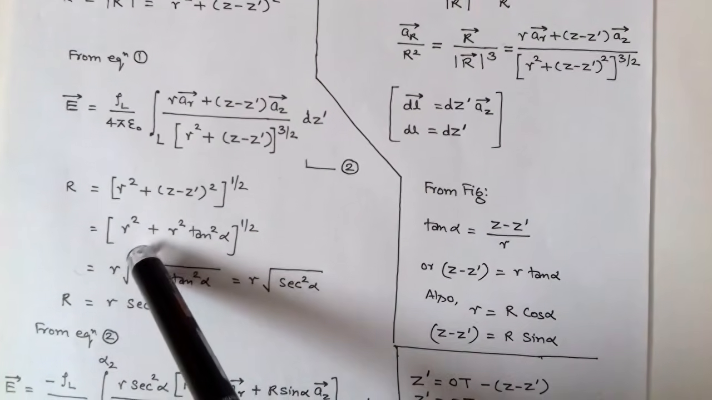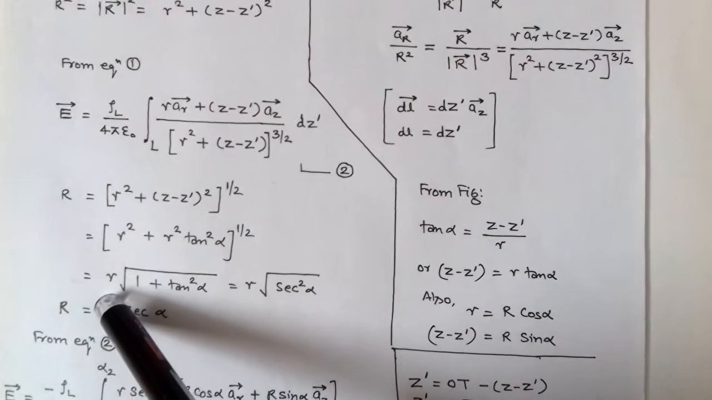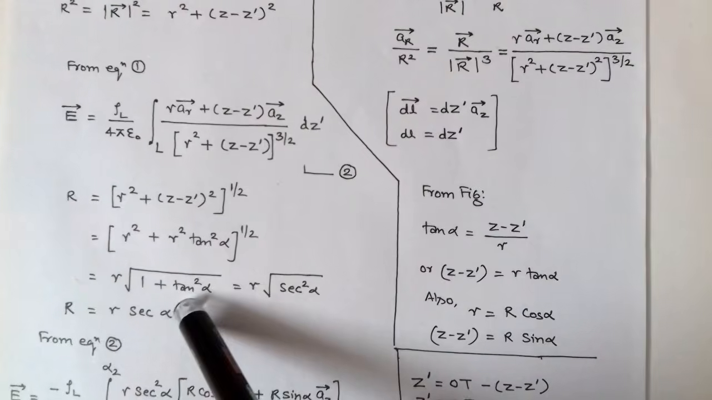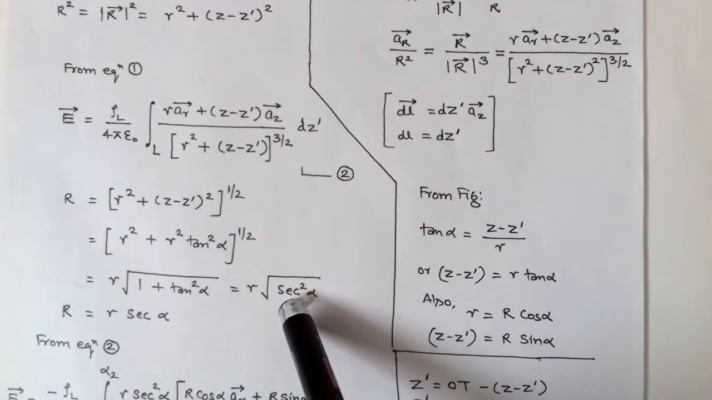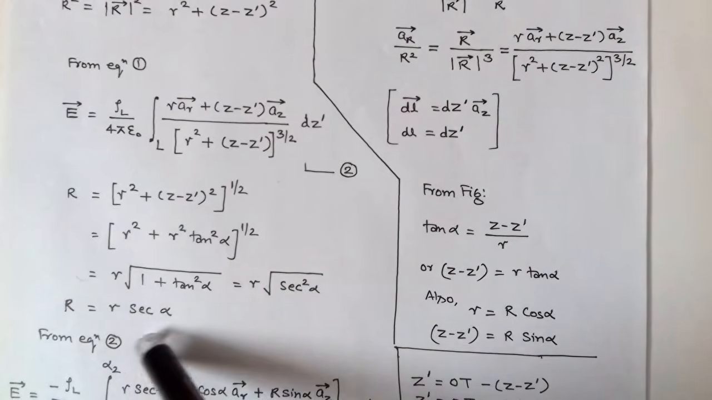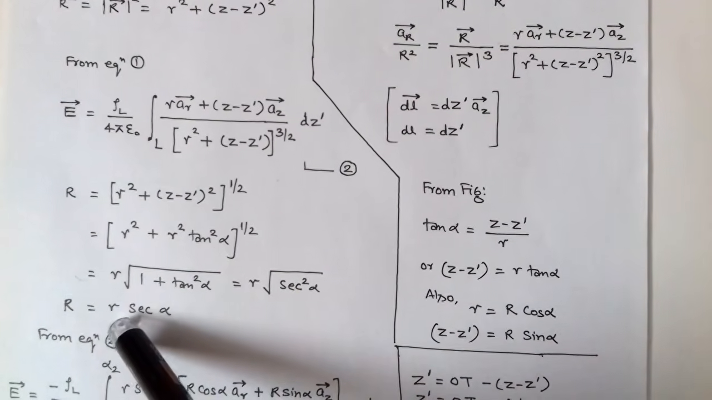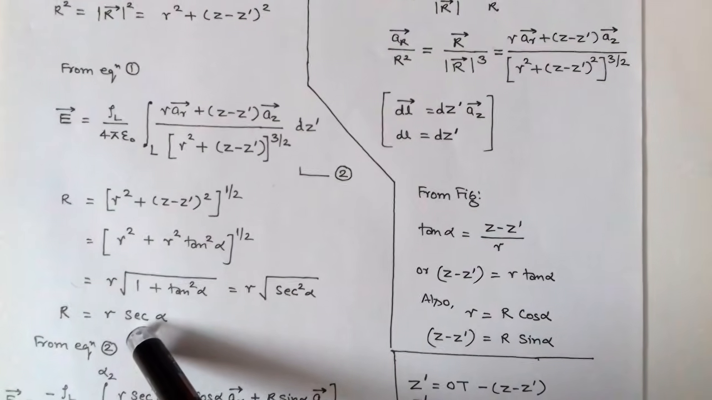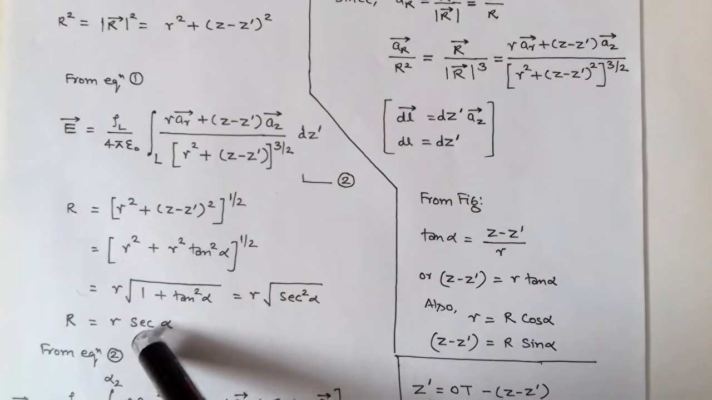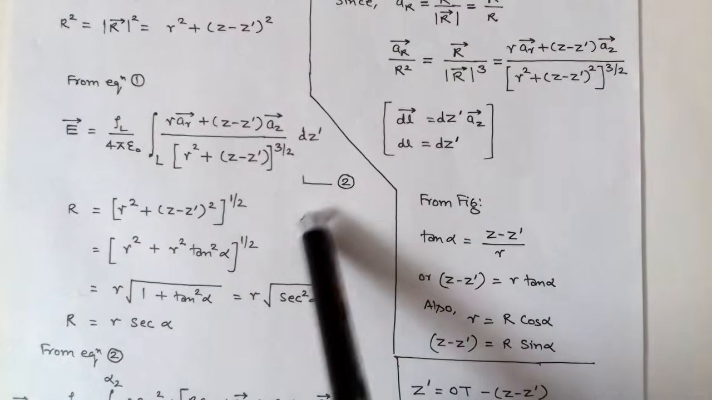Now since r square is common and it is outside the under root, it becomes 1 plus tan square alpha. 1 plus tan square alpha is sec square alpha, a trigonometric identity. So it becomes capital R equals r sec alpha. Now we can put this in equation number 2.